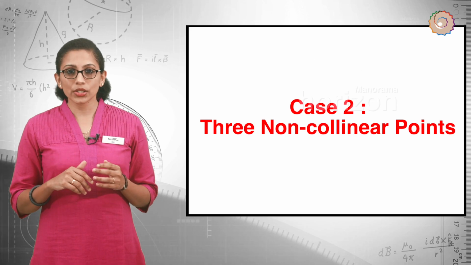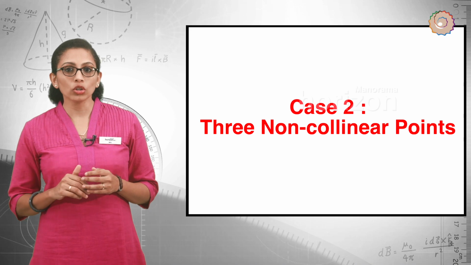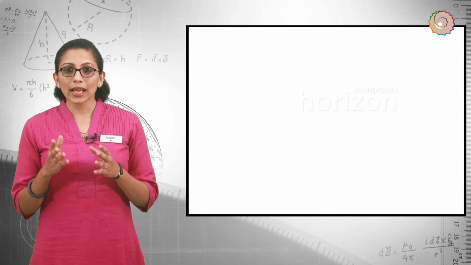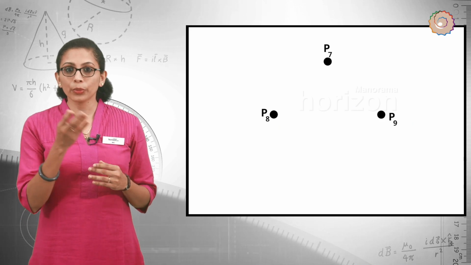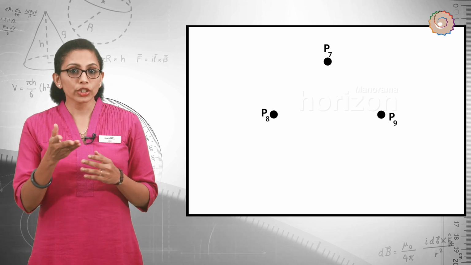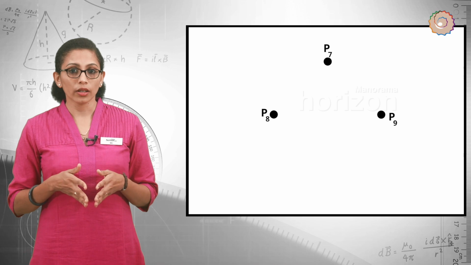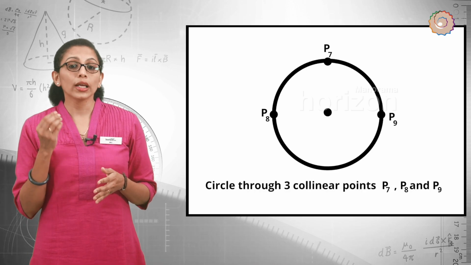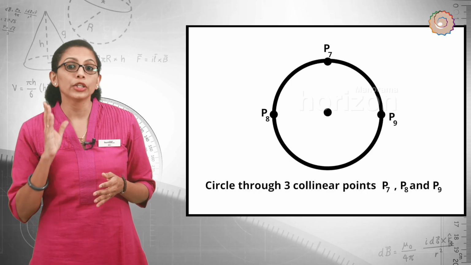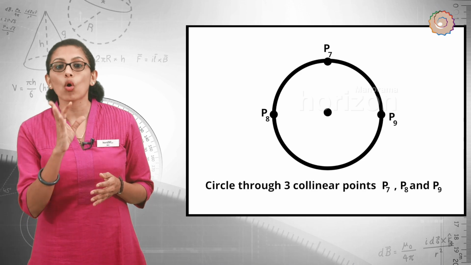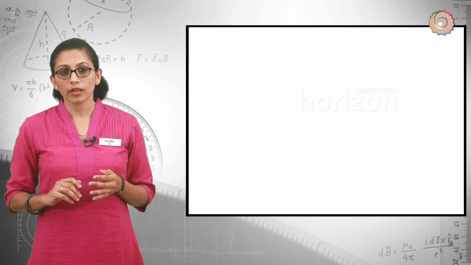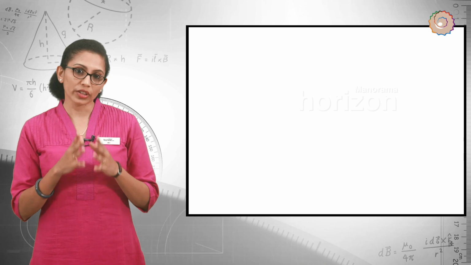Now coming to case 2, if we consider 3 non-collinear points, just take 3 non-collinear points like P7, P8, P9. Try to draw a circle touching all the points given. What is your result? You will notice that only one circle can be drawn using 3 non-collinear points. And it is stated in the form of a theorem.